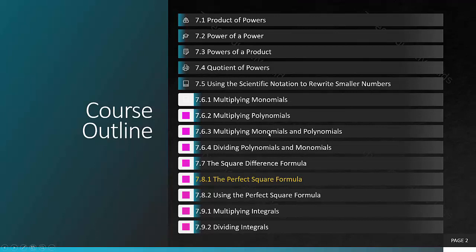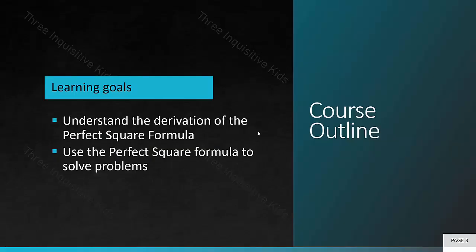Today, we're going to be learning about our second formula, and in the last lesson, we learned about the square difference formula. Our learning goals for today are to understand the derivation of the perfect square formula, see the step-by-step proof of this formula and how we got it in the first place, and be able to use the perfect square formula to solve problems.